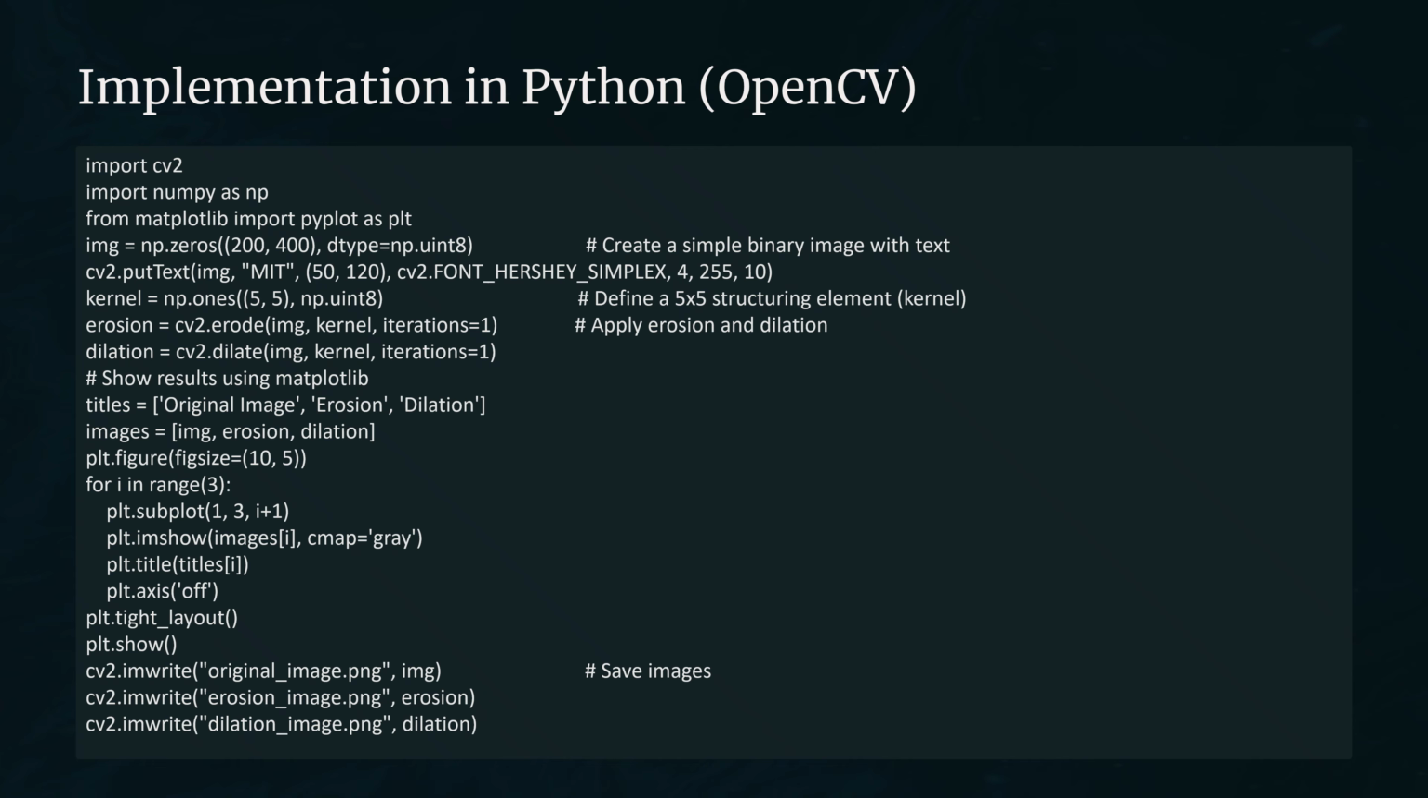Now let's look at the implementation using Python and OpenCV. First we have to import the required libraries: cv2, NumPy and Matplotlib. Then we have to create a black background image using NumPy and add white text MIT using the cv2.putText function. Next we define a 5x5 kernel of ones using NumPy. This acts as our structuring element. Then we have to apply the cv2.erode function, which is for erosion, and cv2.dilate, which is for dilation. Finally, we display all three images, original, eroded and dilated, side by side using matplotlib.